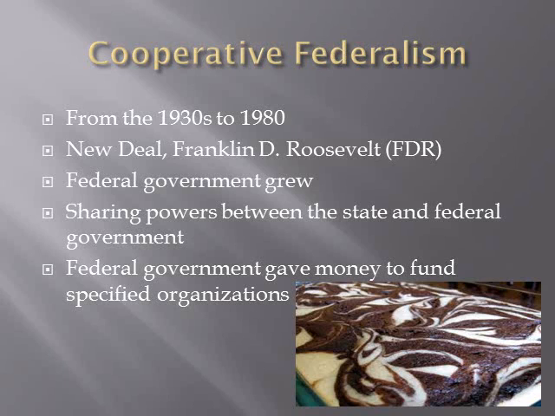In cooperative federalism, which was present during the New Deal, during FDR's rule, the federal government grew, sharing powers between the state and federal governments, and the federal government gave money to fund specific organizations. And going back to the cake analogy, this can be seen as a marble cake.